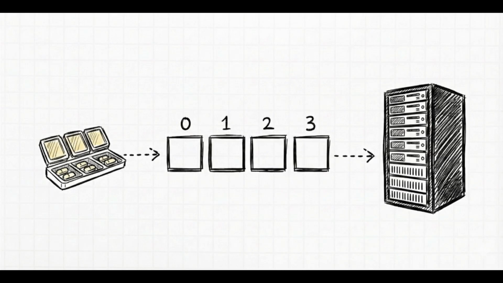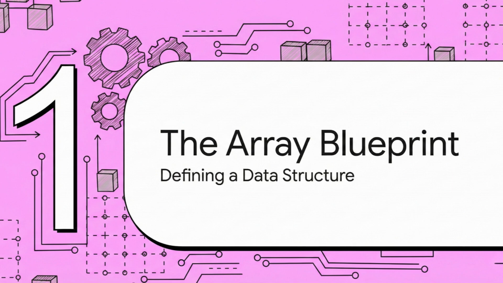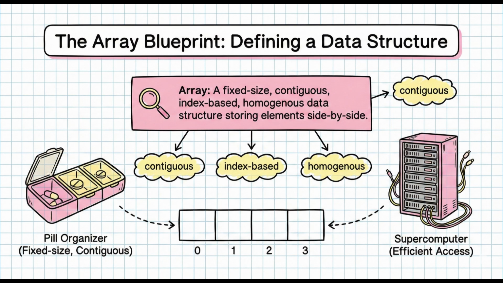So with that picture in our minds, let's look at the official blueprint. What are the rules? What actually defines an array and gives it all that power? Whoa, okay, that is a mouthful. I get it. Contiguous, homogeneous, index-based. It sounds super complicated, but trust me, don't worry. We're going to break down each of these fancy words, and you'll see it's actually shockingly simple.